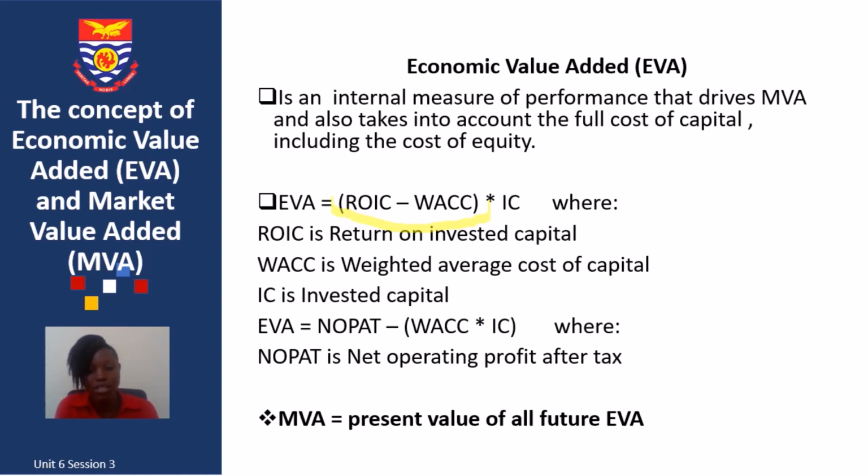Alternatively, you can calculate the EVA using the NOPAT, the net operating profit after taxes, and it is equated as NOPAT minus open bracket WACC times invested capital. So economic value added is the difference between the product of the WACC times invested capital, subtracted from the net operating profit after taxes. In other words, the MVA, or market value added, is simply the present value of all future economic value added.